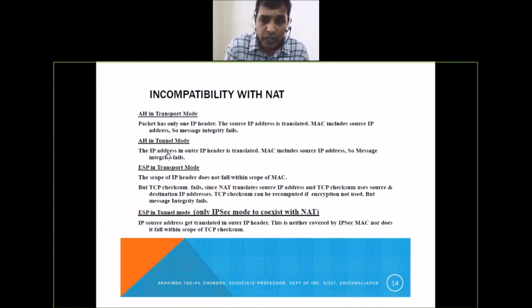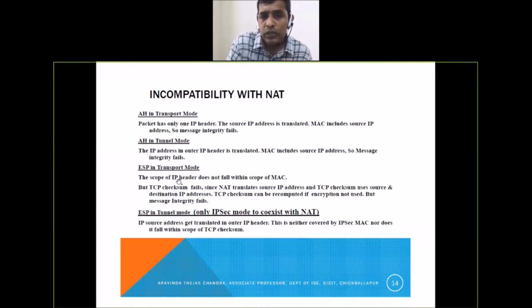Here the inner IP header is encrypted, and the outer IP header integrity check is done. So it fails, because NAT will modify the IP address from private to public. That means AH in transport and tunnel mode won't work if you are using NAT. So the IPsec authentication header protocol in transport mode or tunnel mode won't work with NAT, or network address translation.